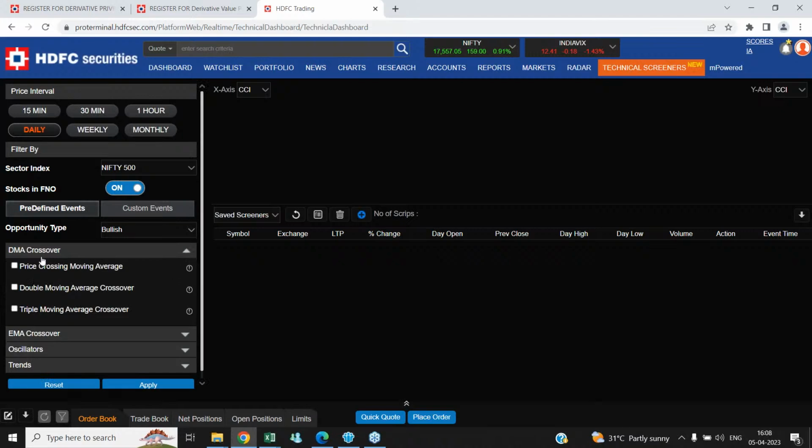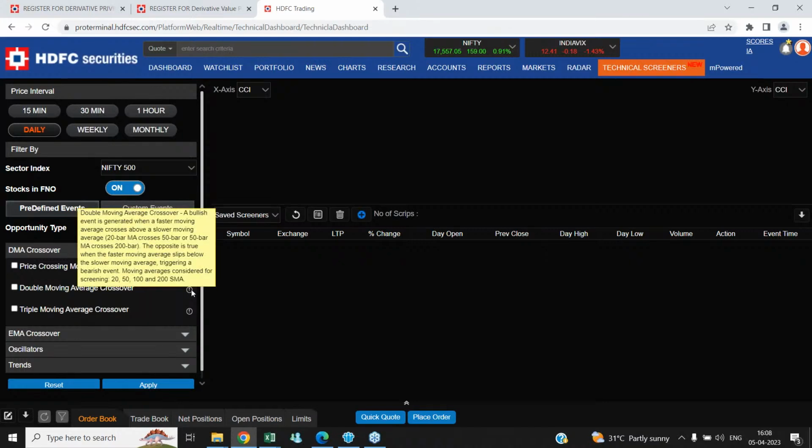In the daily moving average crossover, there are three important averages which you can select. If you don't understand exactly how these parameters work, you can place your cursor on the exclamation mark, wherein you will be able to see a short definition of these parameters. This moving average crossover is a bullish event, generated when the price crosses above the moving averages, which are 20, 50, 100, and 200.